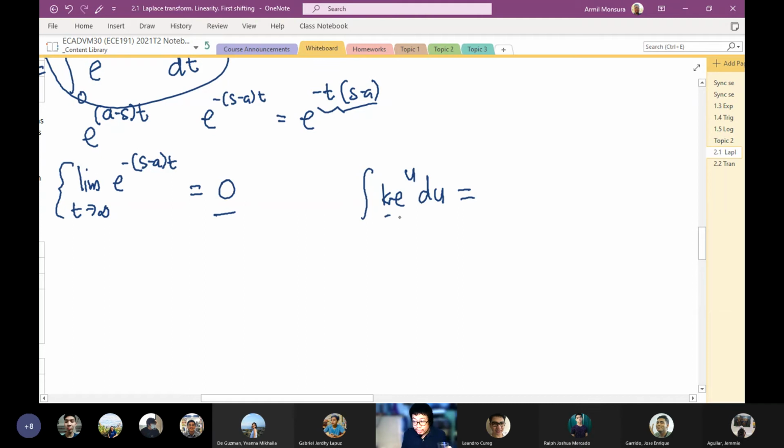By the way, k here is a constant. Again, when you have integrals like this, the variable other than the integration variable is a constant. So therefore, in this case, k is a constant. So what is the integral here?